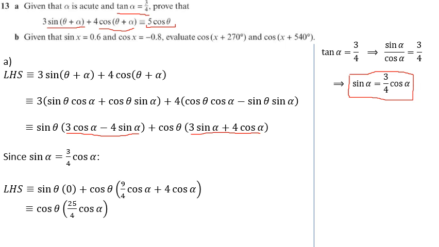It would be nice if we could get rid of that entirely. I know what I want it to be. I need 25/4 of cos alpha to be equal to 5 because it needs to match the right hand side.